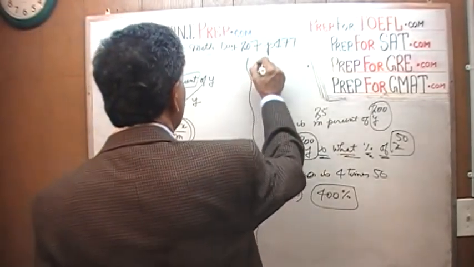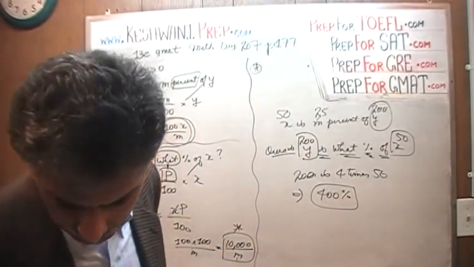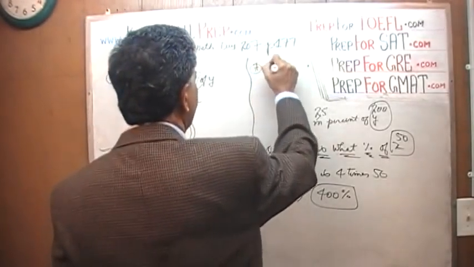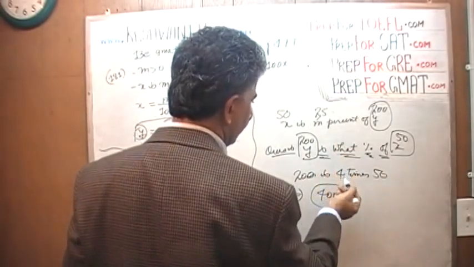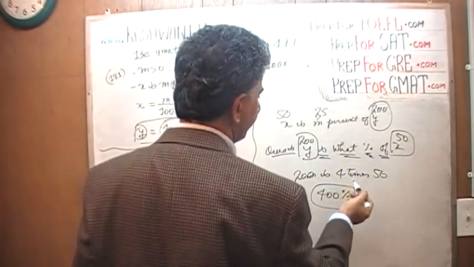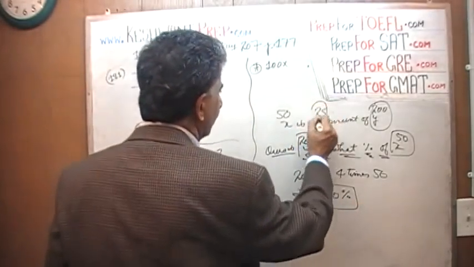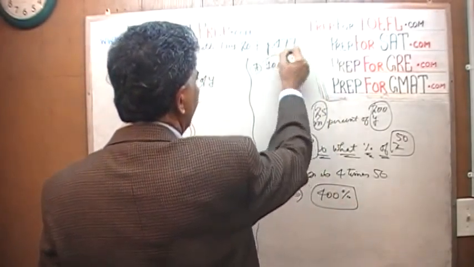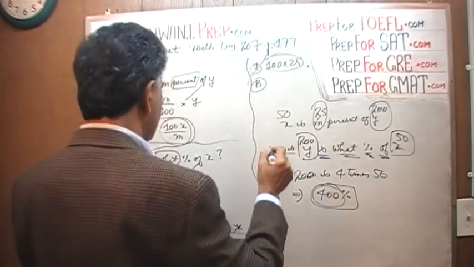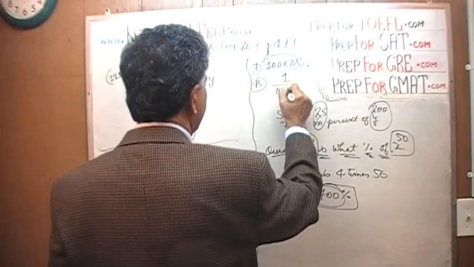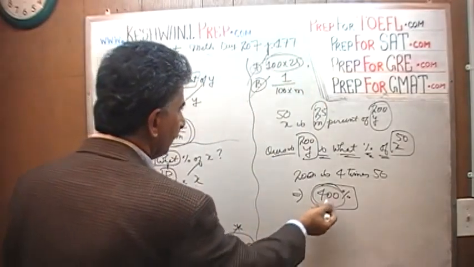A says 100 times m. It doesn't really matter what it is. What was m? You've got to keep track of your work here. m is 25. 100 times 25 does not equal 400. A is not the answer. Let's look at B. B says 1 over 100 times m. That's definitely not it. We're looking for 400.